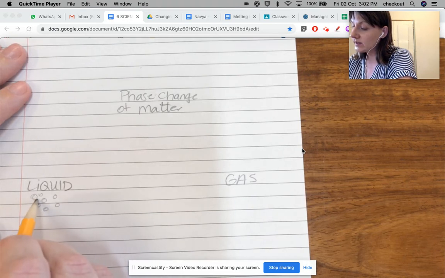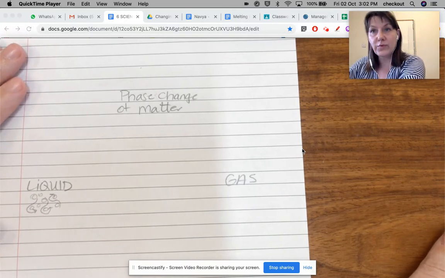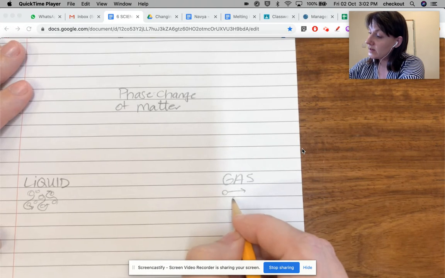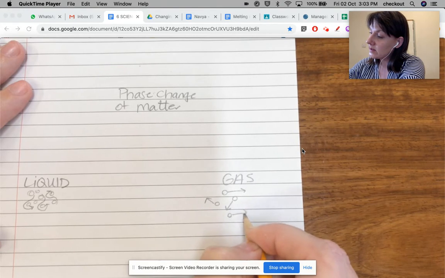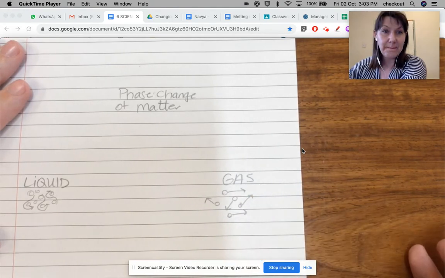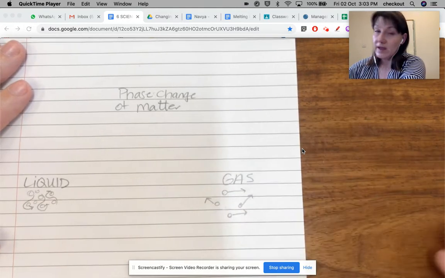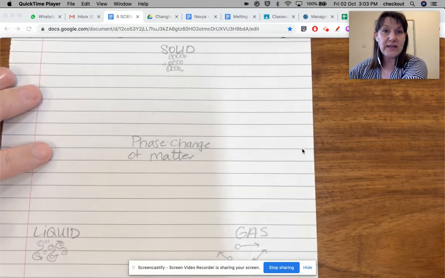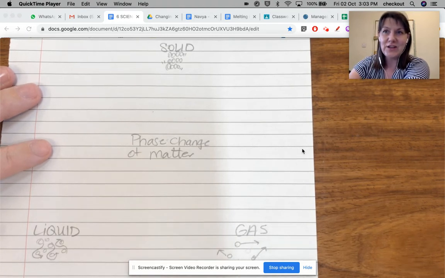Okay. A liquid is when they're a little bit more spread out, not quite as packed. And then I'm going to use some arrows like this to show that they're moving and kind of fluid around one another. A gas, on the other hand, are much further apart and they're moving in all different directions. Maybe I'll erase that one to make them look like they're more far apart. Gases are much more spread out.